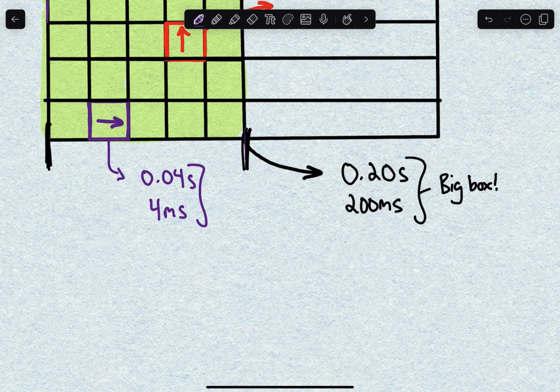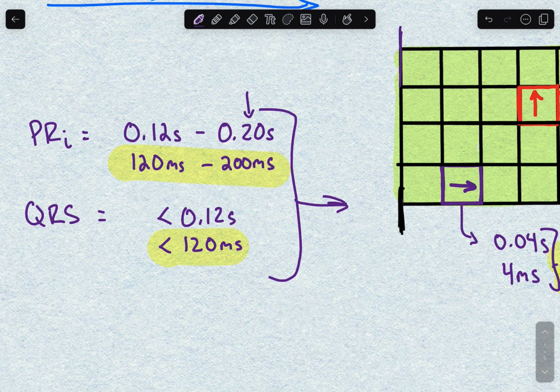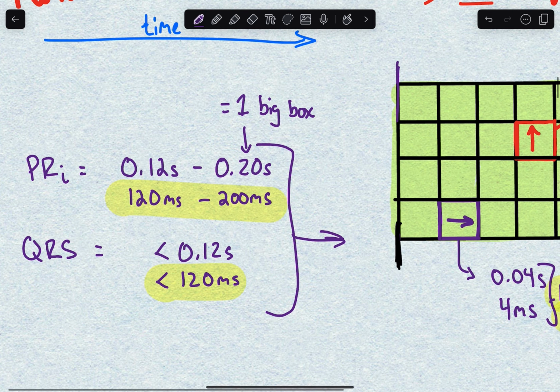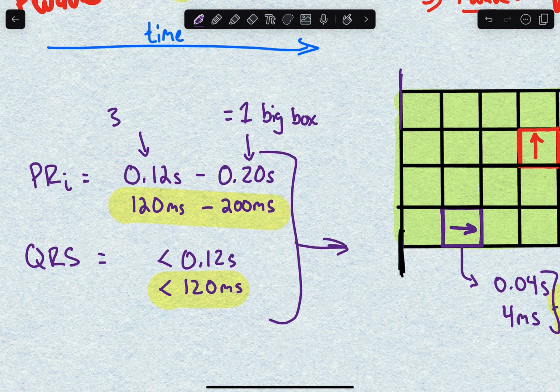So another way of describing our PR interval is that it should be between 3 little boxes and 5 little boxes, or between 3 little boxes and 1 big box. The QRS complex should also be less than 3 little boxes. As you will see in the next lecture, a quick way to see if the PR interval is the right size is to quickly look at 1 big box.